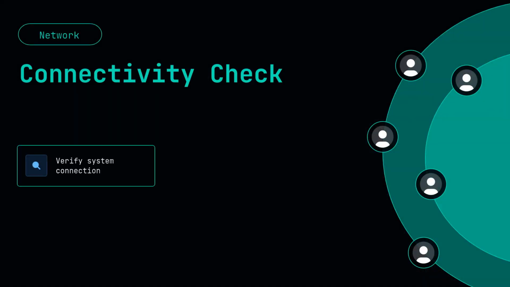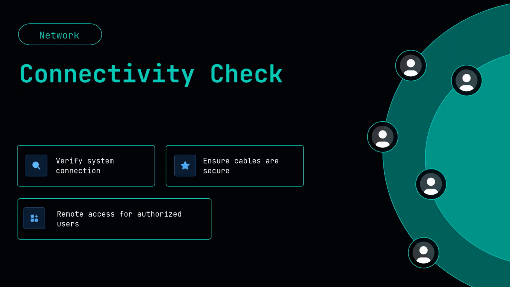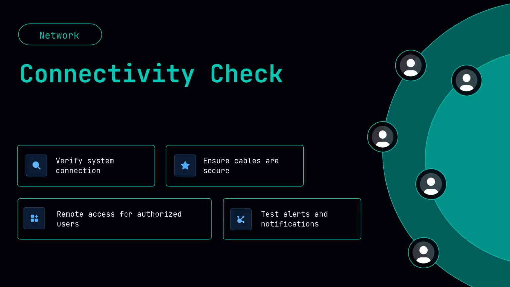Network connectivity: verify system is connected to network without interruptions and ensure network cables and connections are secure and in good condition. Remote access: confirm remote access functions correctly for authorized users and verify connection is secure and encrypted. Notification system: test alerts and notifications are being sent as configured, email, SMS, and check for any delays or issues in the notification system.